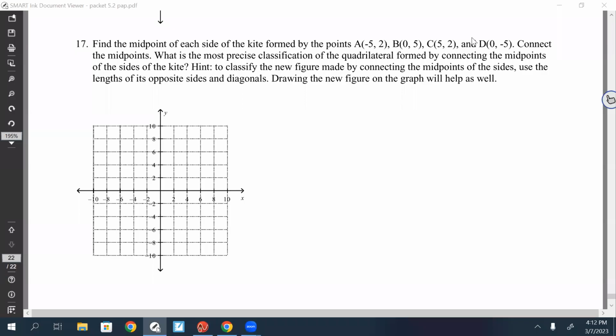All right, so on this part now for the video, we're going to look at problem number 17 because I did 16 in class with us. So I'm going to also put up the key for 16.